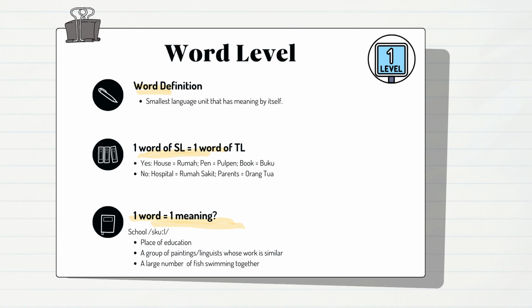Also, a translator should be aware that one SL word could have multiple meanings. For example, the word spool can be translated into 3 meanings. How to decide the correct one? The translator has to pay attention to the context of the ST.